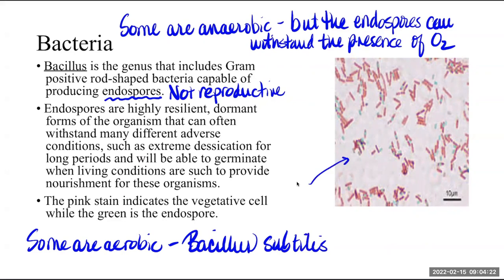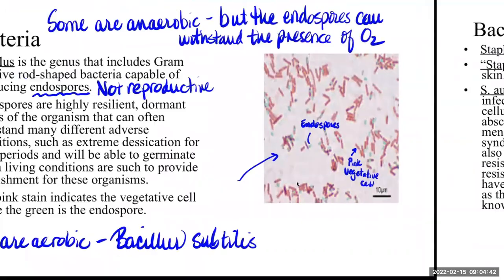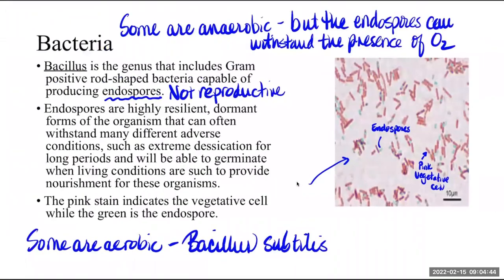And that's pretty much what we're showing here. The pink part is the vegetative part of it. Those are the pink, the vegetative cell. While that bluish green are the endospores. Some of the endospores have been released. Some of them are still contained within the cell.